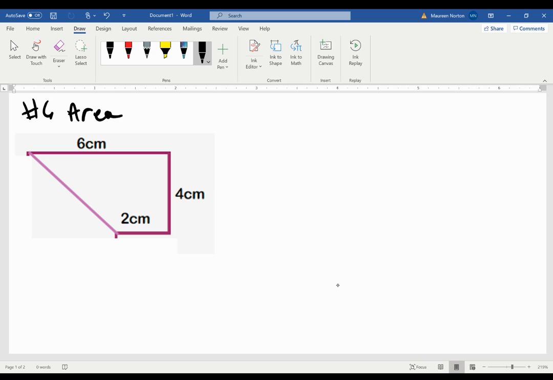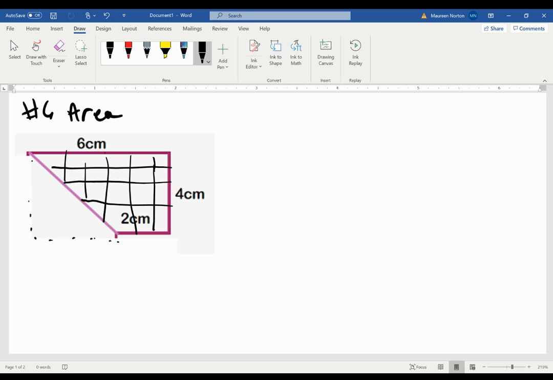So this is 6 centimeters long. So we'll have 6 rows of squares. 1, 2, 3, 4, 5, 6. There's 6 in here. And then we have 4 across. 1, 2, 3, 4. And then we have a missing bit right here. You can kind of see that it's missing. So we only have a triangle.